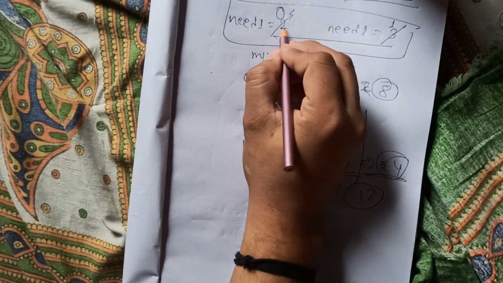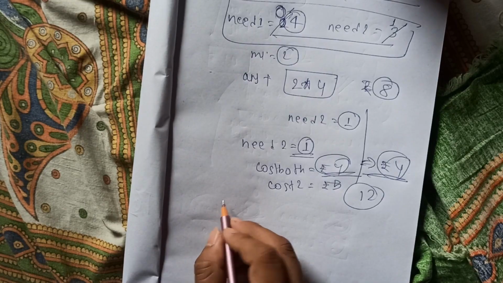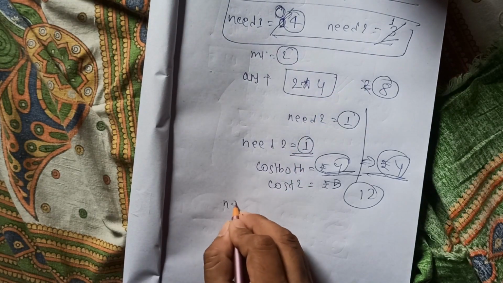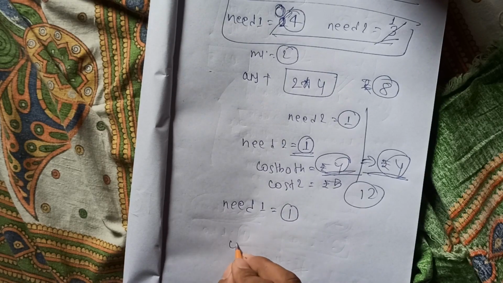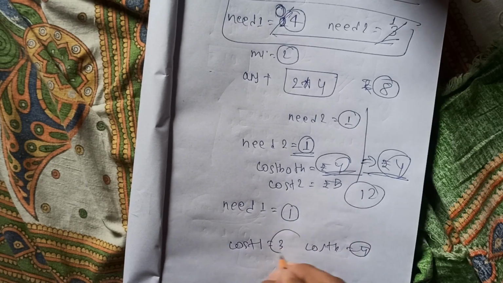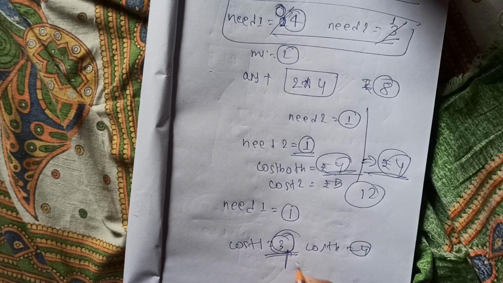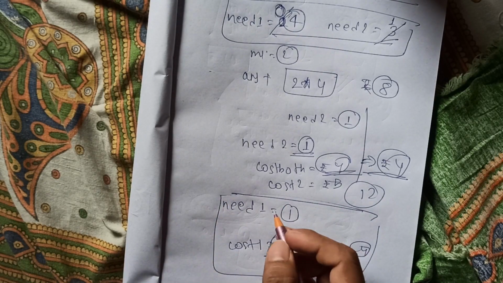What if your need 1 was, let's say, 4, right? So after you have reduced this value, need 1 will still be there, so need 1 becomes 1. Let's say need 1 was 1 and cost 1 was 3, and cost both was 4 rupees. So now which one should you use? You should use 3 rupees. So answer becomes plus 3, right? So I have used all the test cases, all the edge cases which were there.